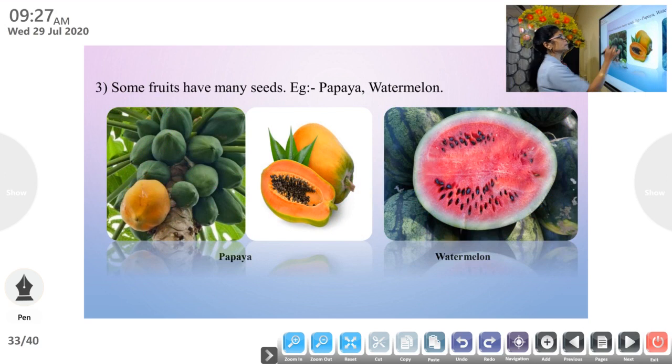Some fruits have many seeds. Papaya and watermelon are examples of many-seeded fruits.